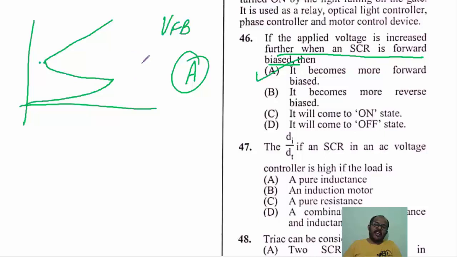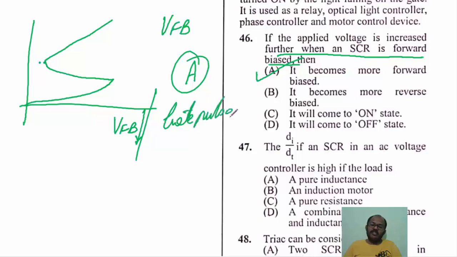In the case of SCR, you need to consider these two terms. One is forward blocking voltage, and in order to reduce this forward blocking voltage, we are going to make use of gate pulse, or we are going to inject gate pulse. So these two topics are very important.